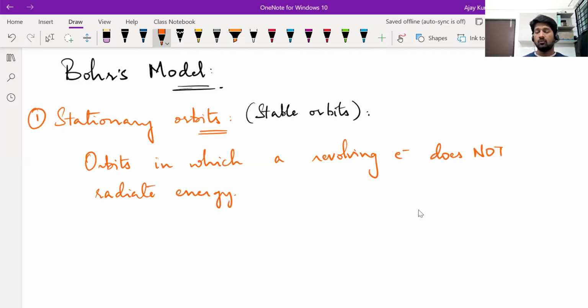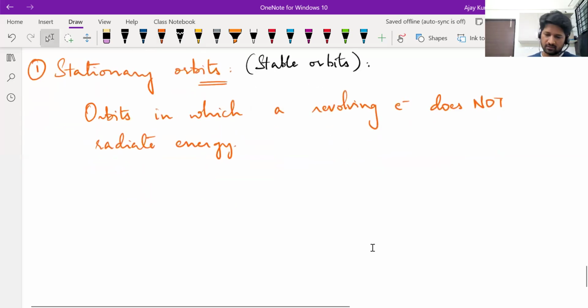Now, why it does not radiate energy in these stationary orbits is not part of the discussion. There must have been an explanation, I'm sure, and for that you need to understand quantum mechanics. Why are certain radii stable? That explanation is not part of your syllabus. You don't need to know that. So there are some radii in which the revolving electron does not radiate electromagnetic waves, does not radiate energy. So it is stable in those orbits. Such orbits are called stationary orbits.